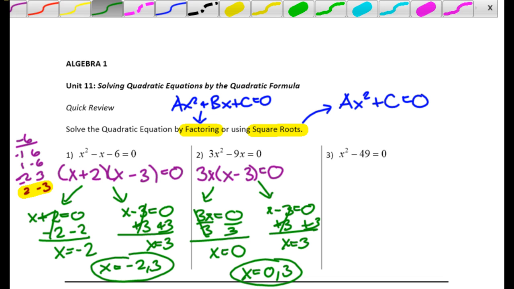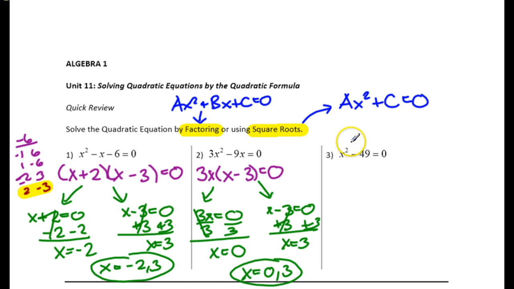Okay? And last review. Now we have x squared minus 49 equals 0. So look at how this is set up. It's not in standard form, there's no b. So I can just solve this with my square roots. So we're just going to solve it for x. Isolate the x, get rid of minus 49 by doing plus 49. Okay, so that gives me x squared equals 49.